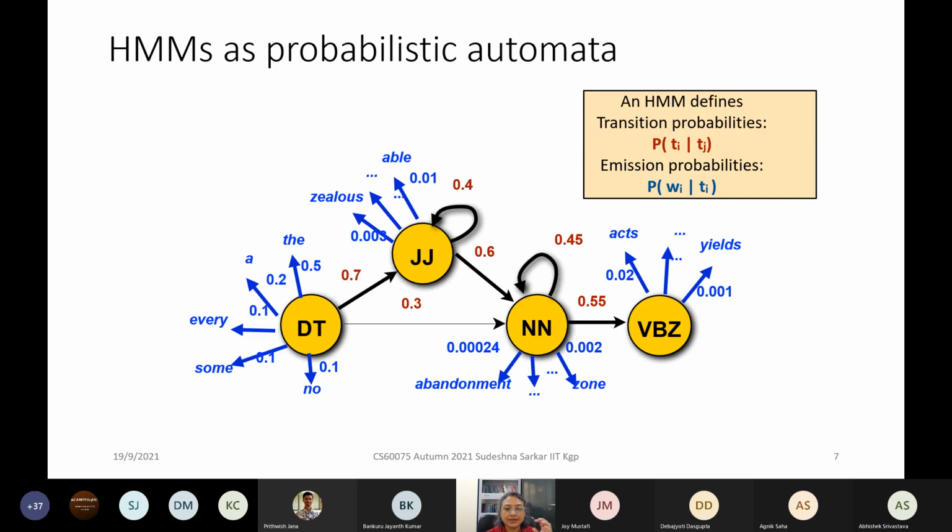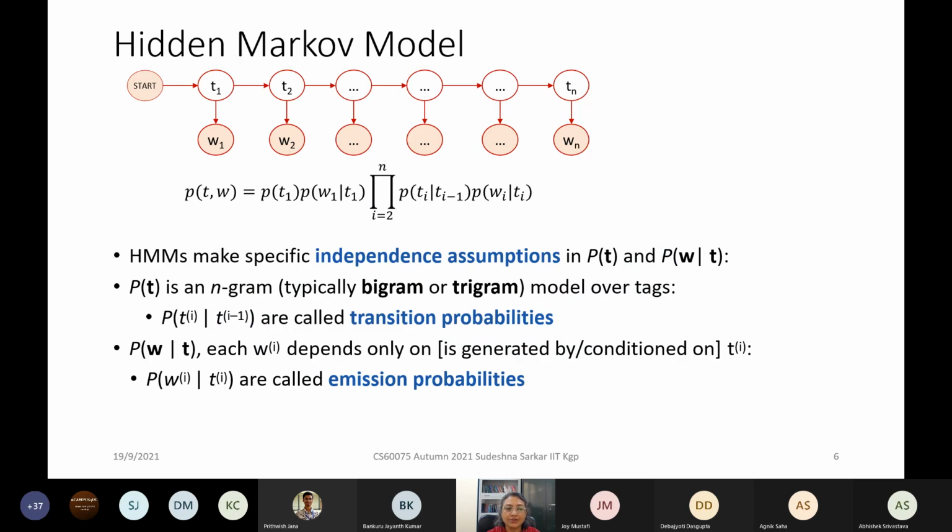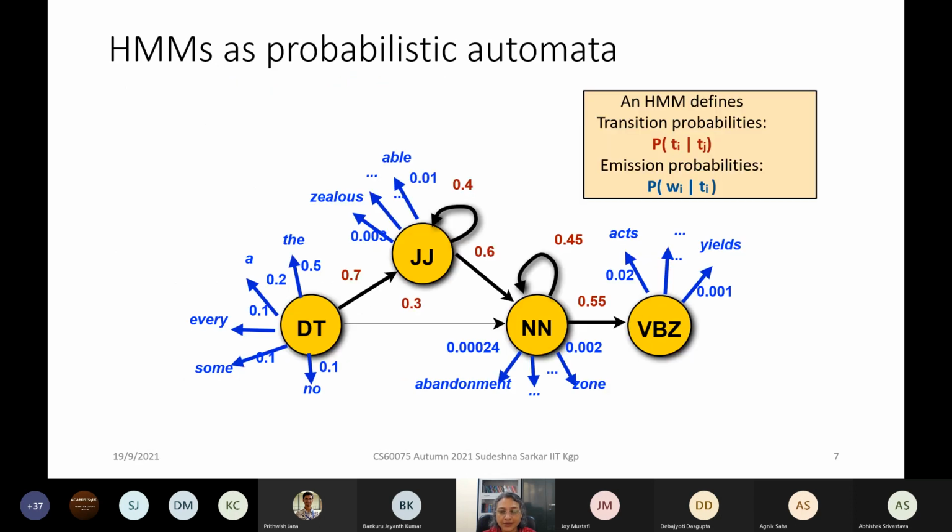So as we said, when we formulate this sequence tagging problem as a hidden Markov model problem, what we have is a Markov model. We assume that we have a Markov model on the tags. And as we have discussed earlier, a Markov model is one where the next state depends only on the current state or the last few states and not on the entire history. So in a bigram Markov model, the next state will only depend on the current state, and the tags are the states. So for example, I am in the state adjective.